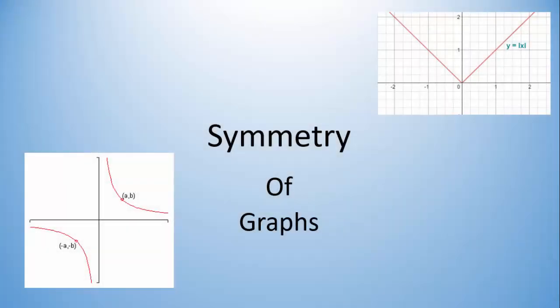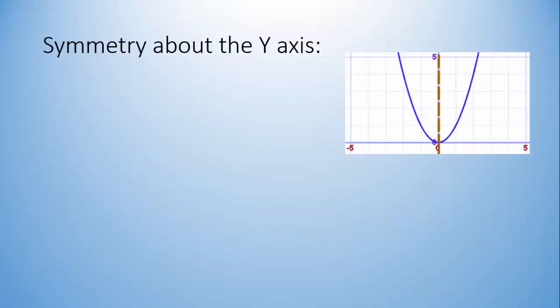Symmetry is an important characteristic of graphs that we'll look for as we're analyzing equations in graphs. Some graphs are symmetric about the y-axis. We're going to look at this three different ways. The definition of symmetry about the y-axis is that for any point on the graph (x, y), there must also be a point on the graph that's (negative x, y). Well, what does that mean?